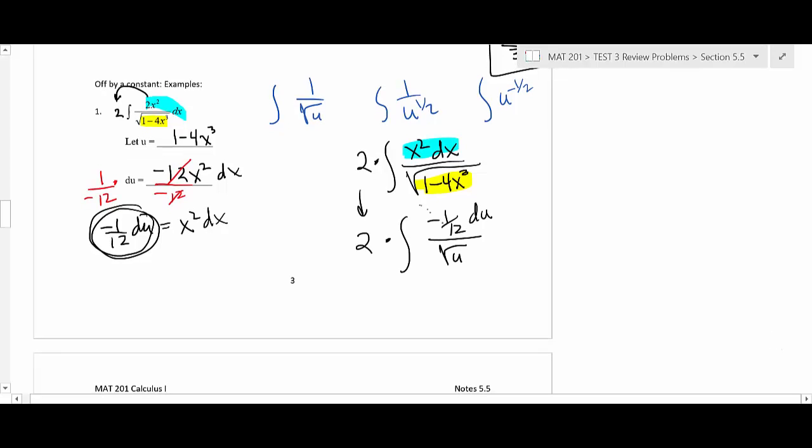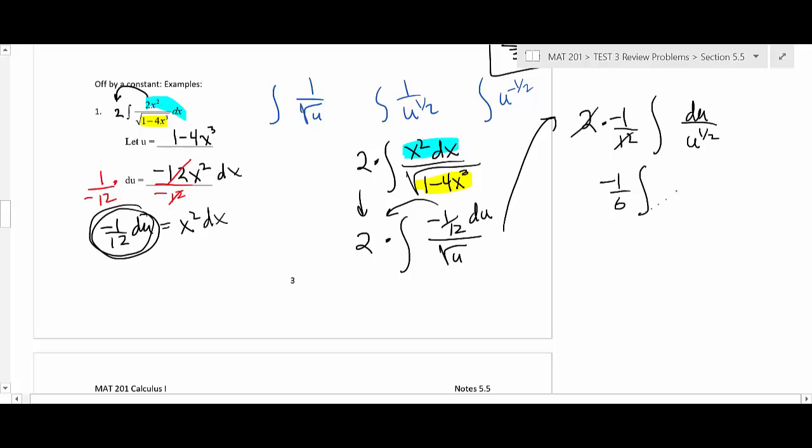Okay, so what could you do with the negative 1/12? That's a constant, so what can you do? Pull it out. Pull it out. Okay, so what you're going to have is 2 times negative 1/12 times the integral of du over, and I'm going to write that as u to the 1/2, like that. Now this is an integral you can handle. It's a basic antiderivative. That reduces to negative 1/6. You can write this integral as u to the negative 1/2 times du like that.